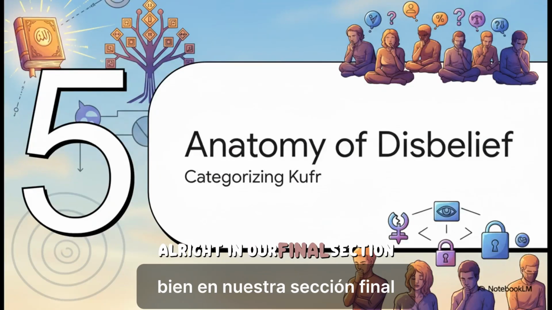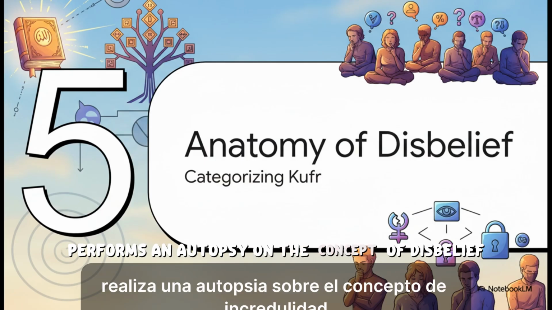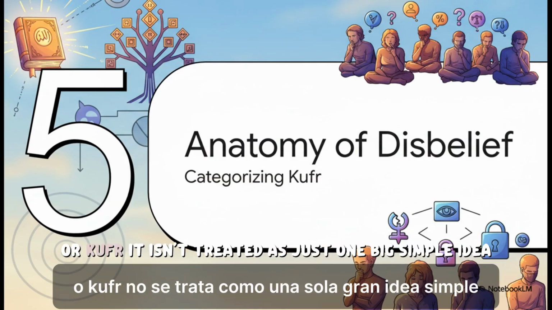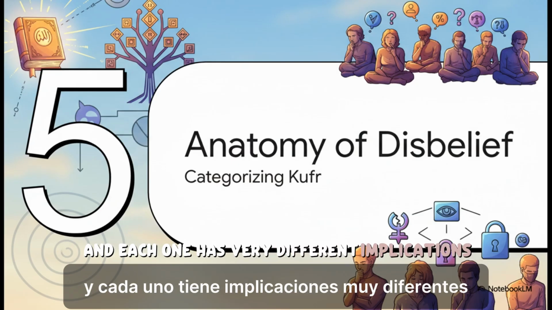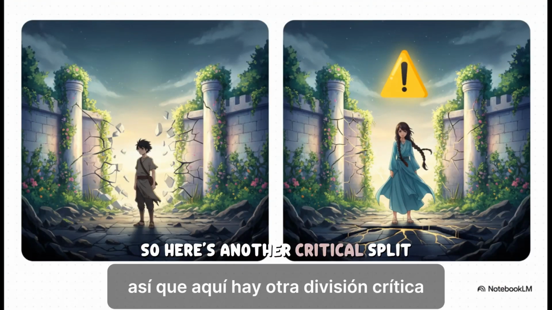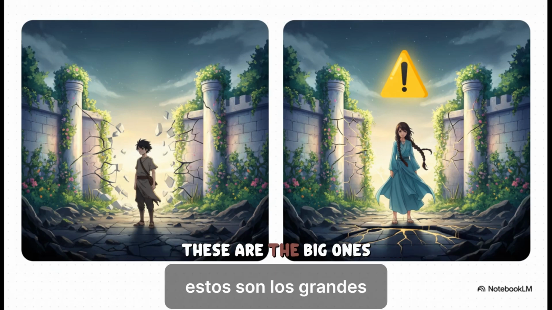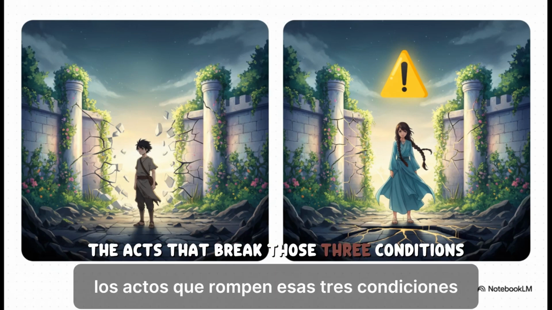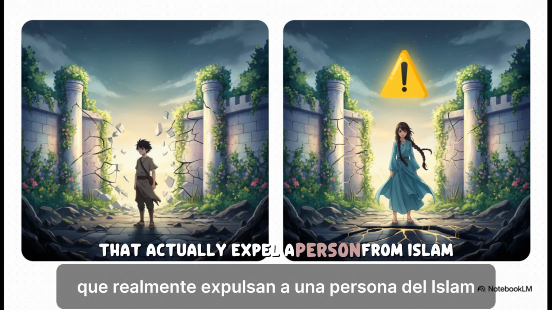All right, in our final section, we're going to see how the text basically performs an autopsy on the concept of disbelief, or kufr. It isn't treated as just one big, simple idea. Instead, it's broken down into different categories, and each one has very different implications. So here's another critical split. You have major disbelief, kufr akbar. These are the big ones, the acts that break those three conditions we talked about earlier. These are the nullifiers that actually expel a person from Islam.